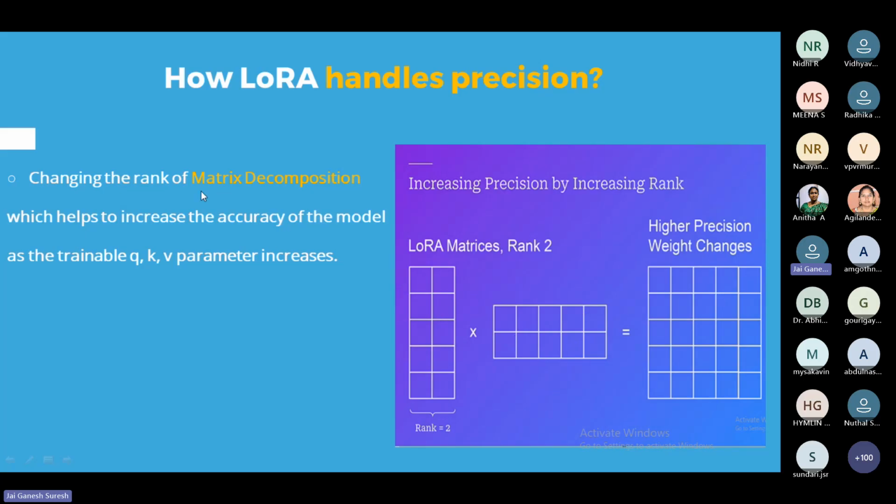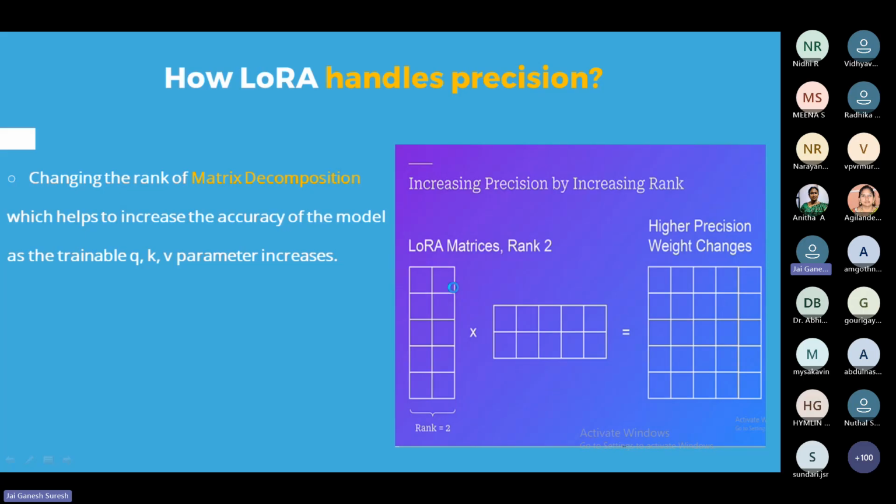Changing the rank helps to increase the accuracy of the model as the trainable parameters increase. So if you want to increase the accuracy of your model, you can increase the rank so that you get higher precision in the weight changes, and it can be reflected. Then you can ask another question: at what scenario should I go for a lesser rank, and at what scenario should I go for a bigger rank? You may have this question in your mind, of course, so I'll answer it.